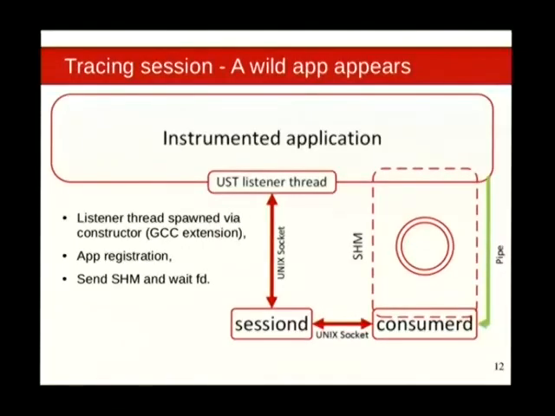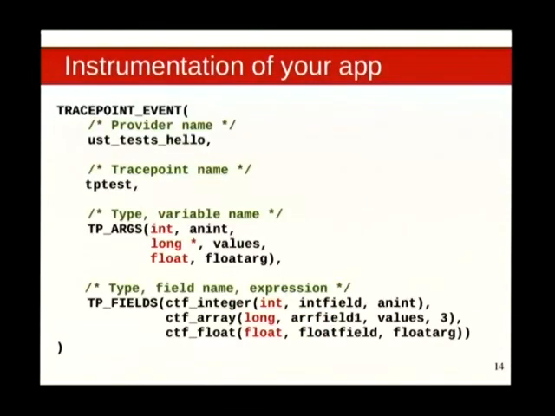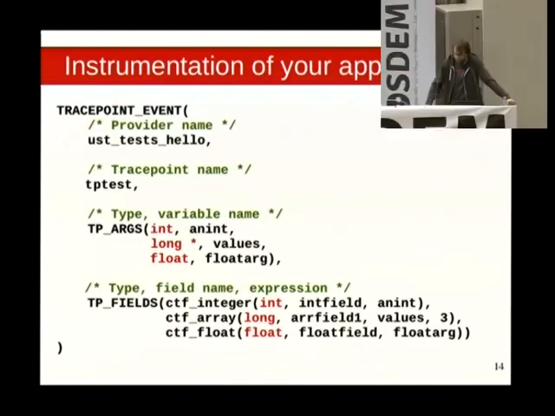So this is basically how we do things in user space: shared memory, we exchange buffers, and that's it. All right, cool. So this is how you instrument an application. Yes, it is C. It's macros. It's kind of complicated, to be honest. We have a helper script that helps create that, but in the end, it's kind of a tedious process.